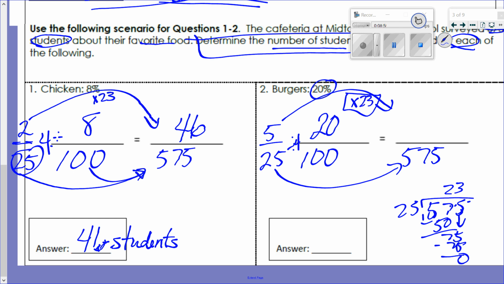Wait, why did you have to do all the division? Why can't you add a multiple? I could have, but you had to know how I got from 25 to 575. So to do that, the opposite of multiplying is dividing. So I can divide to figure out what I had to do to get there. So now I've got 5 times 23. Can you give me that? 115. Yeah.